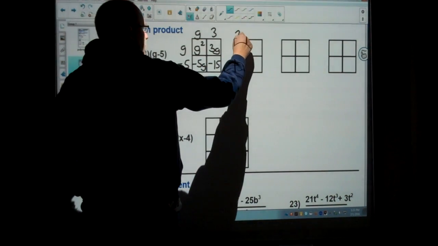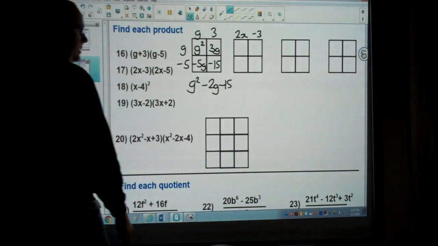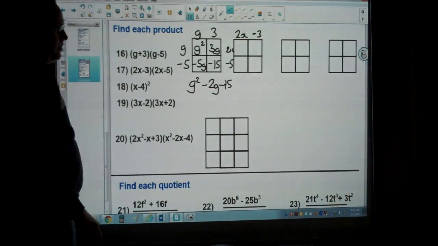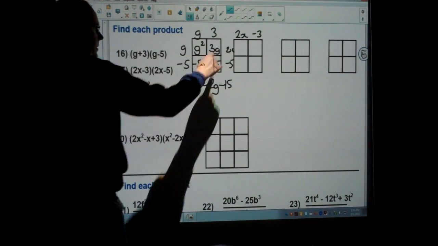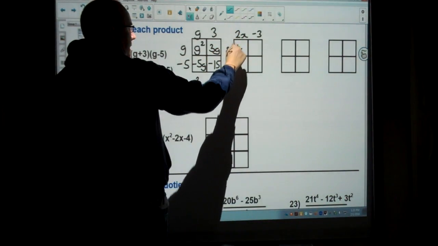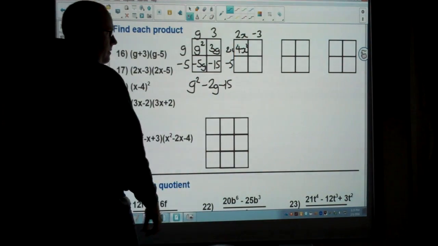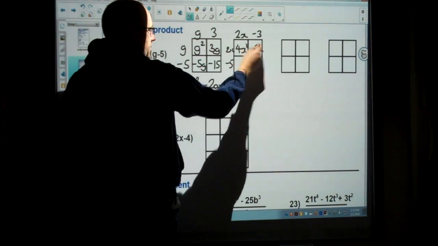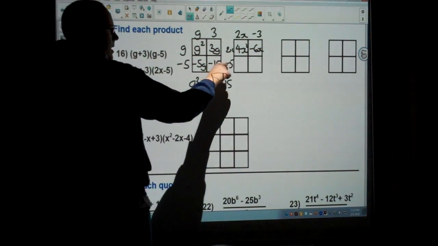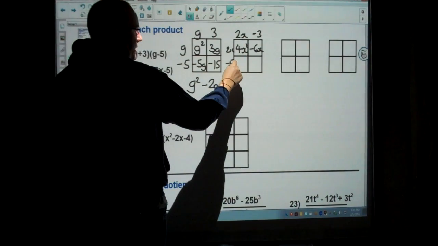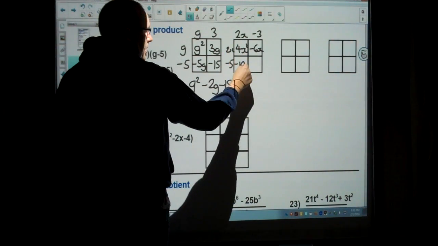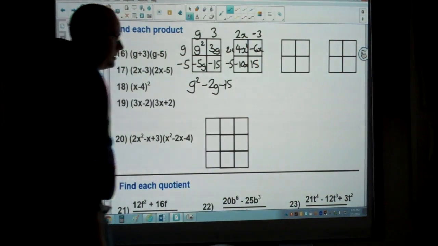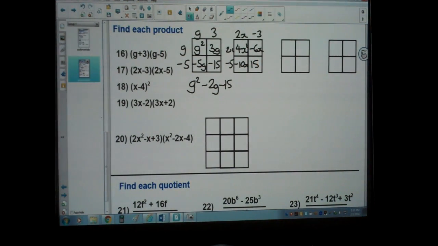2x minus 3, so 2x. As this is a subtract, I'm going to give this one a negative. 2x minus 5. And then we can start filling in the multiplications. So 2x times 2x, 2 times 2 is 4, x times x is x squared. 2x times negative 3, numbers first, 2 times negative 3 is negative 6, and then that letter second. Negative 5 times 2x, numbers first, negative 5 times 2, and then the letter, and then the last one, negative 5 times negative 3 is positive 15, so I'm just going to write down 15.